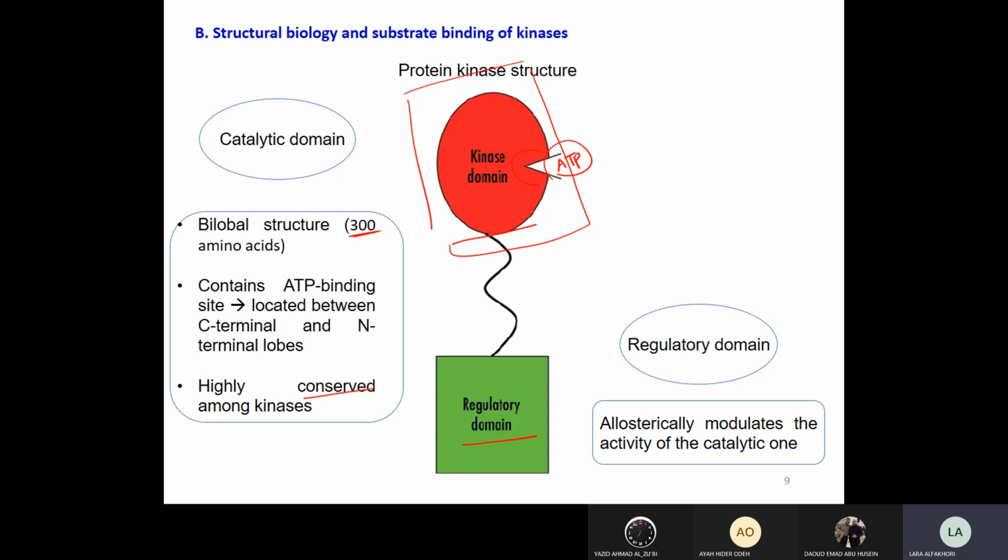There is what we call a gatekeeper residue, which also differs from one enzyme to another. Another thing in type 2, which are more selective than type 1, is that they exploit what is known as an allosteric binding site. This area also differs completely from one enzyme to another, with large variations. Selectivity is a major issue.